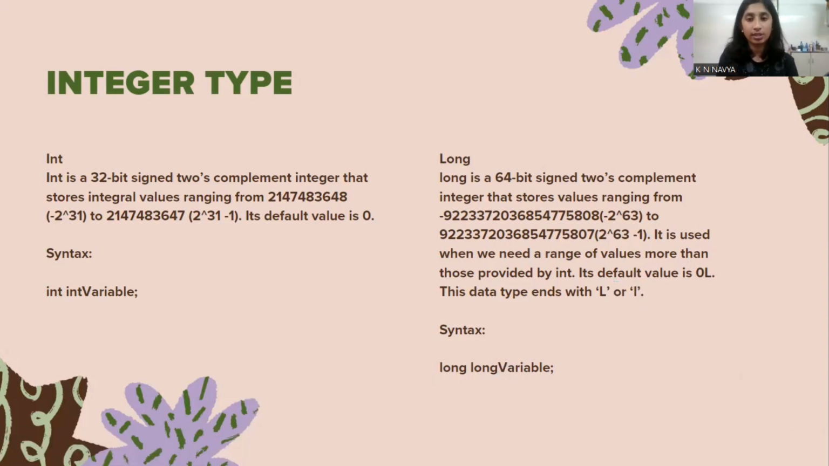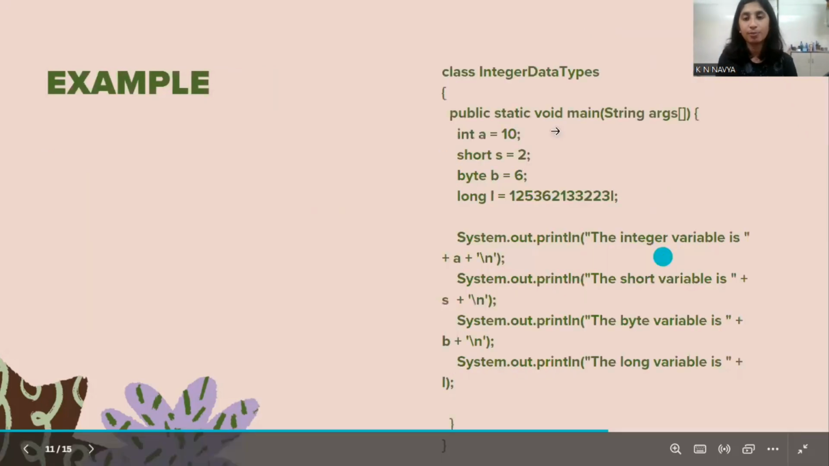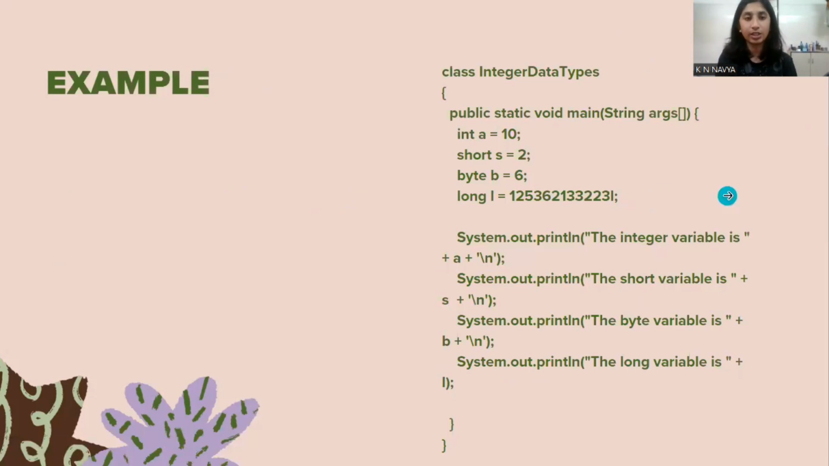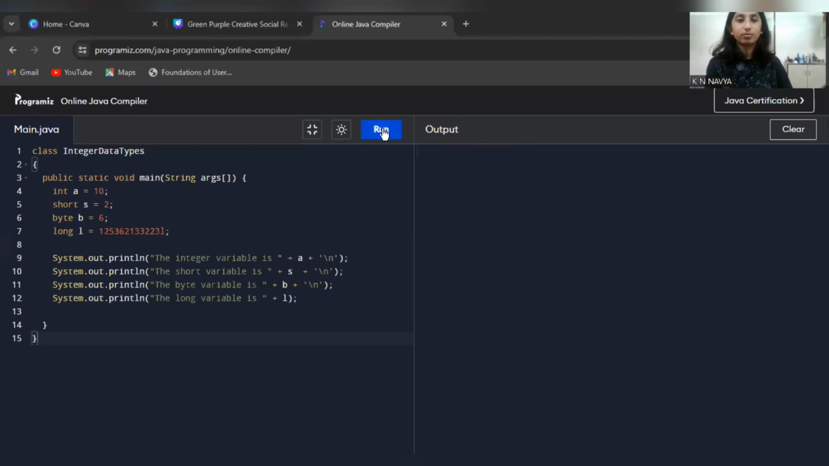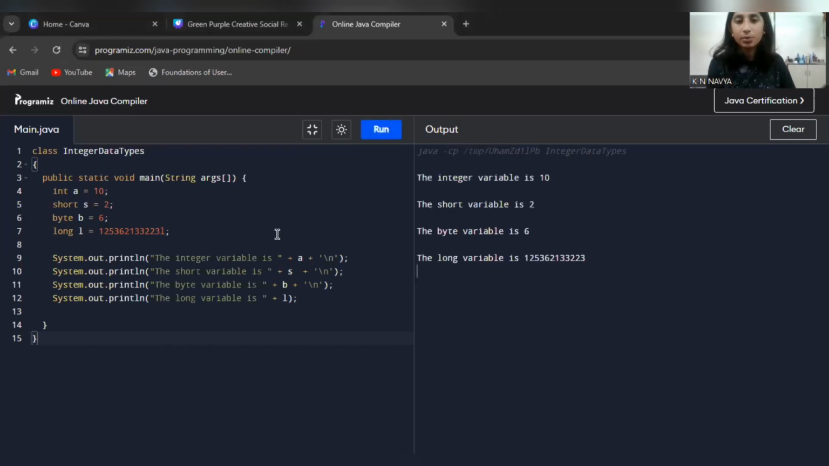Let's see an example for each one of them. Here I have mentioned all the four. Let's execute and see it in the compiler. So let's try executing this program. As you can see, I've used all the four data types of integer, and here are the values.